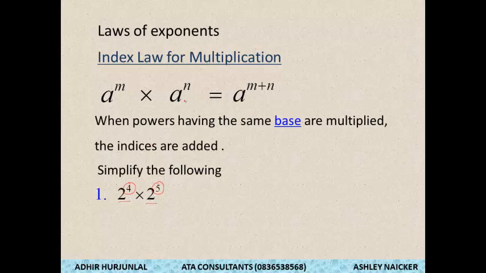According to the rule stipulated on the top, if the bases are the same, I need to add the indices. The base is 2, to the exponent 4 plus 5. There's the 4, there's the 5, and 4 plus 5 is equal to 9. So this becomes 2 to the exponent 9. Now guys, remember this is the index law for multiplication.